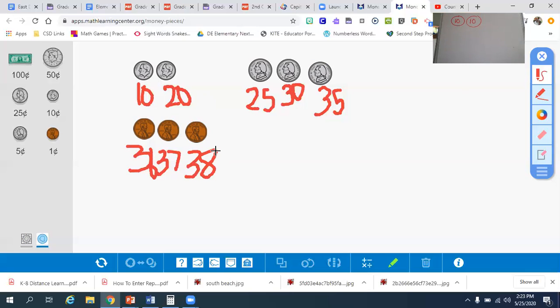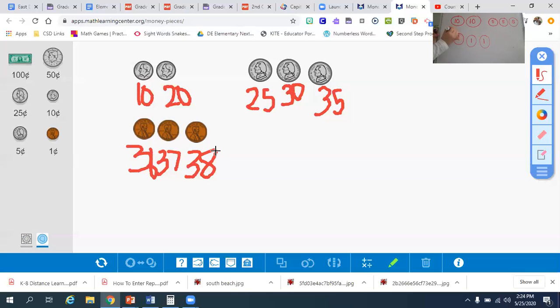I'm drawing a picture. I have 3 nickels. Each nickel is worth 5 cents, so I'm going to put a 5. 2 dimes, 3 nickels. We had 3 pennies, so 1 for a penny, 1 for a penny, 1 for a penny. Now that I've drawn my picture of my coins, this is a great strategy if I don't have coins in front of me, and sometimes even if I do, to see that visual representation of the numbers and counting up.